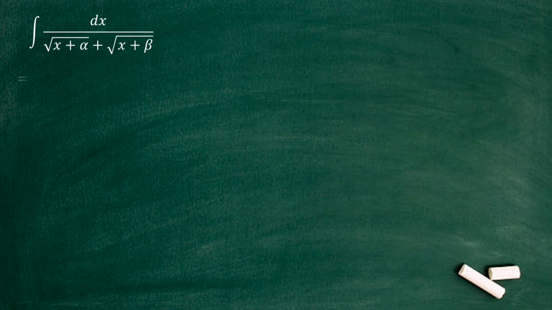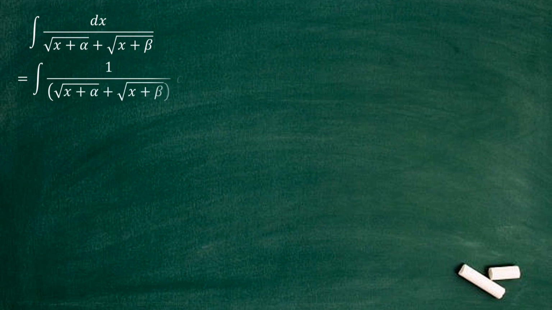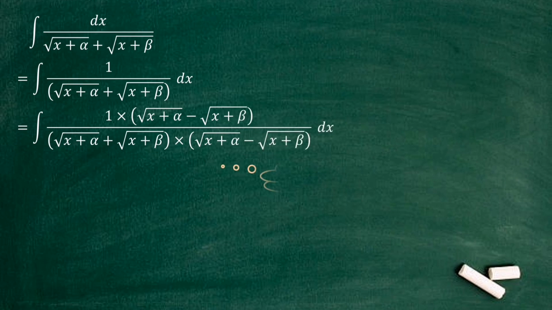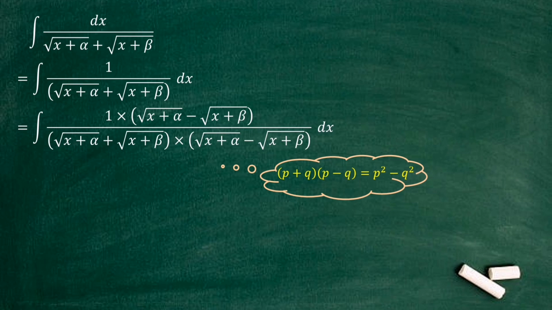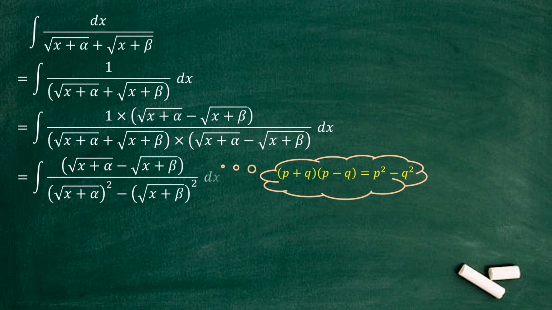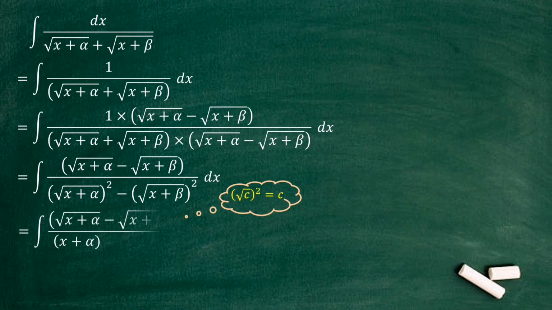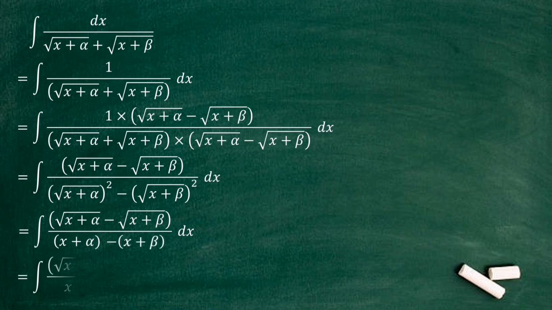As the first step, we can multiply both the denominator and numerator by the denominator's conjugate. The denominator's conjugate we can write as square root x plus alpha minus square root x plus beta. Now we have the difference of two squares in the denominator. In the numerator we have square root x plus alpha minus square root x plus beta. Square root x plus alpha perfect square equals x plus alpha. Square root x plus beta perfect square equals x plus beta. Then we can cancel out the x value.